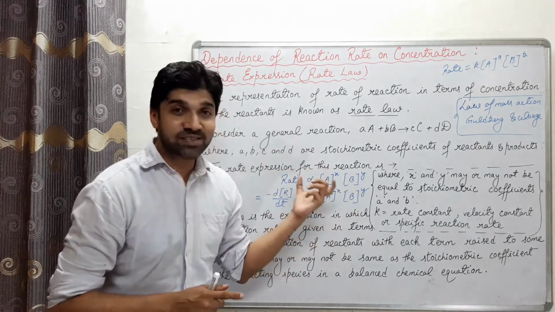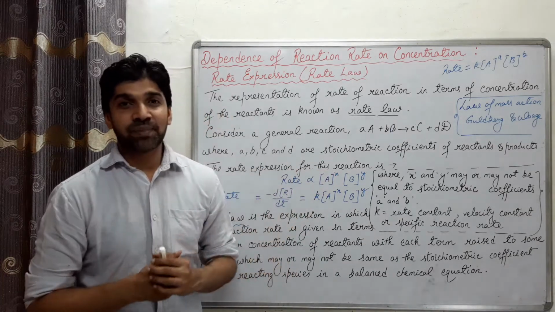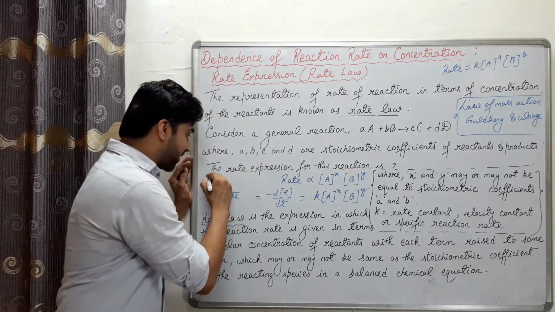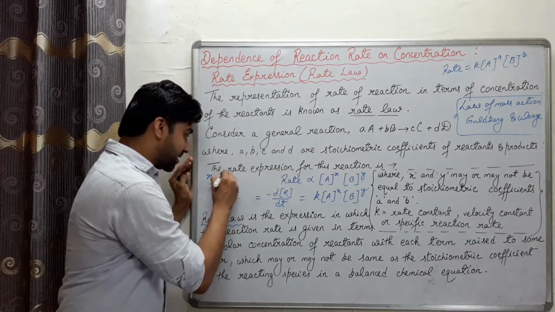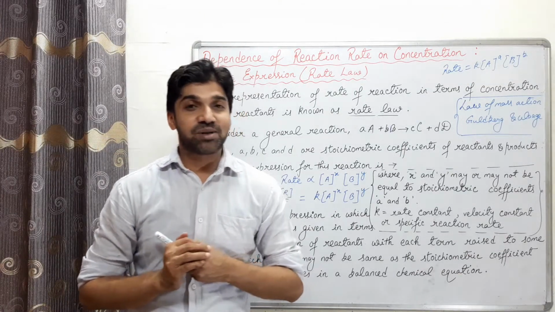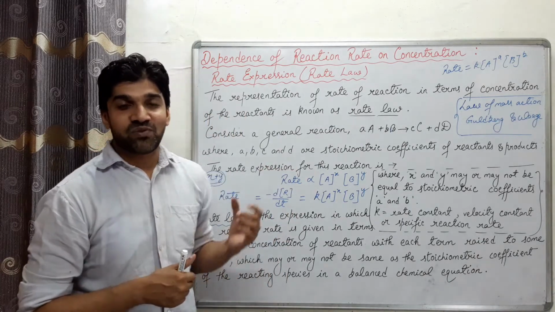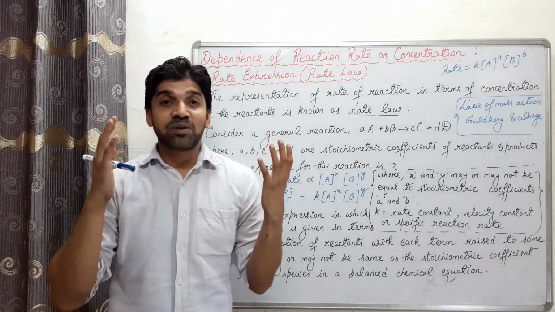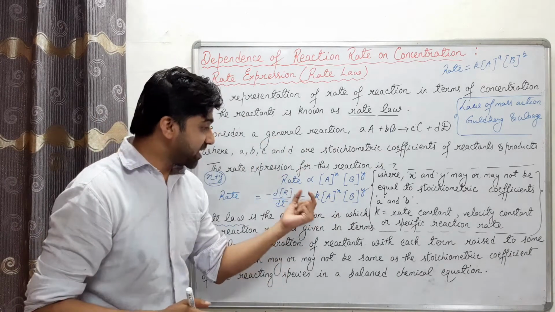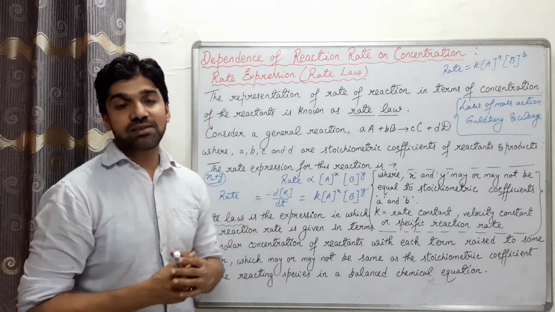These values of x and y are determined experimentally. Actually, what x and y are, we will discuss in detail later. This summation of x and y is called the order of reaction. Very, very important. The whole of chemical kinetics depends upon these values of x and y, that means upon the values of the order of reaction. And the units of the rate constant k also depend upon the order of reaction.